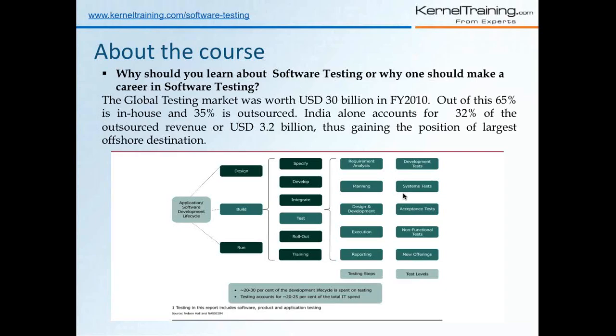Now we are in 2015, and it is increasing day by day. It's not going down. Out of this, 65% is in-house and 35% is outsourced. So overall, if you are a global student or a global aspirant to get into the IT industry, you have an industry of $30 billion.